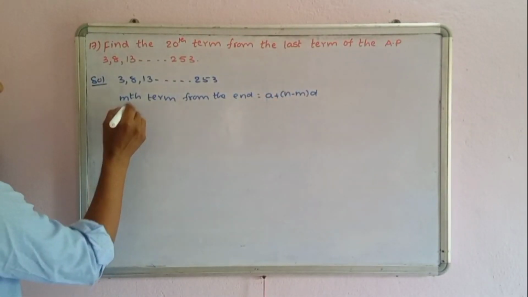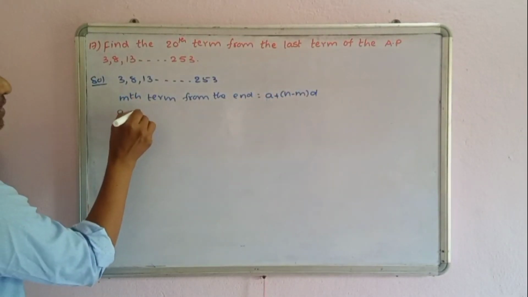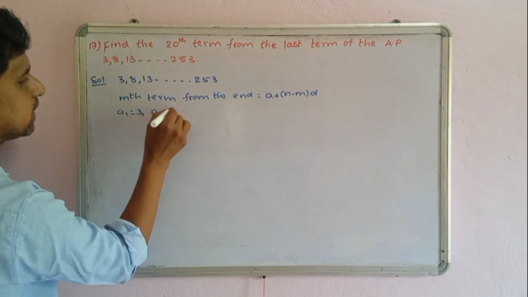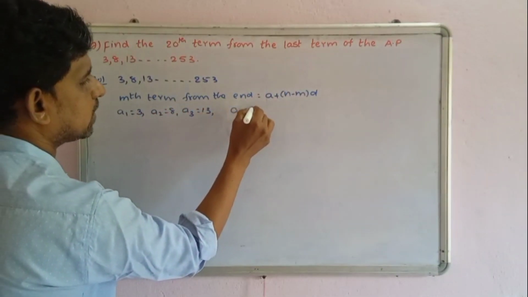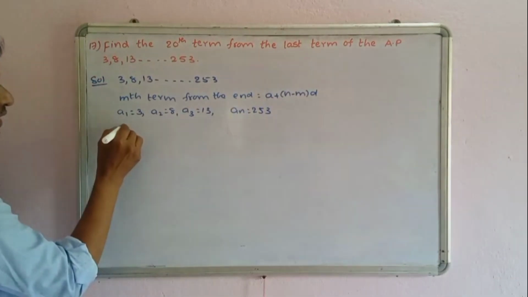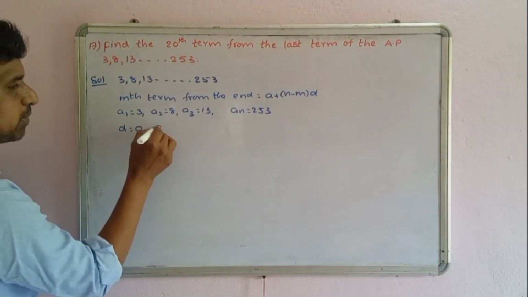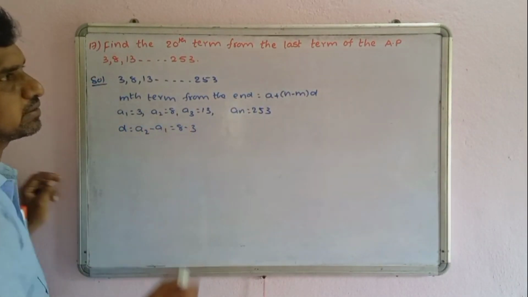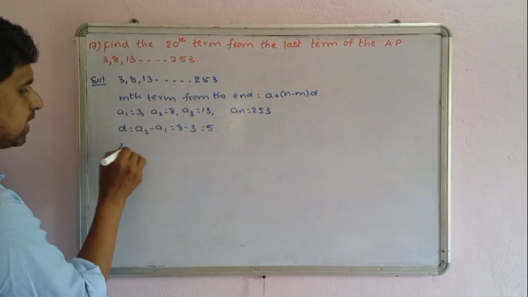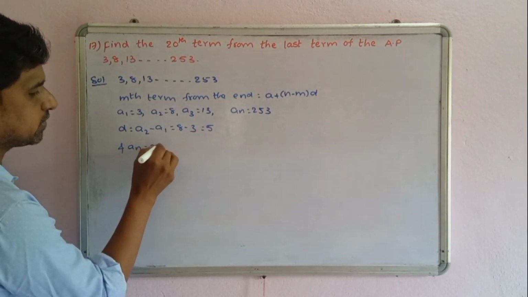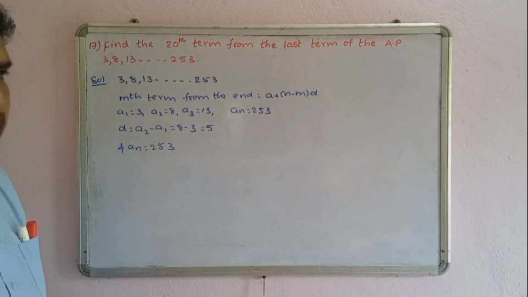Okay, since this is the first term, a1 equals to how much? 3. Here a2 is 8, a3 is 13, an is 253. Here d equals to how much? a2 minus a1, that is 8 minus 3. Okay, so 8 minus 3 is 5, and an equals to how much? 253.